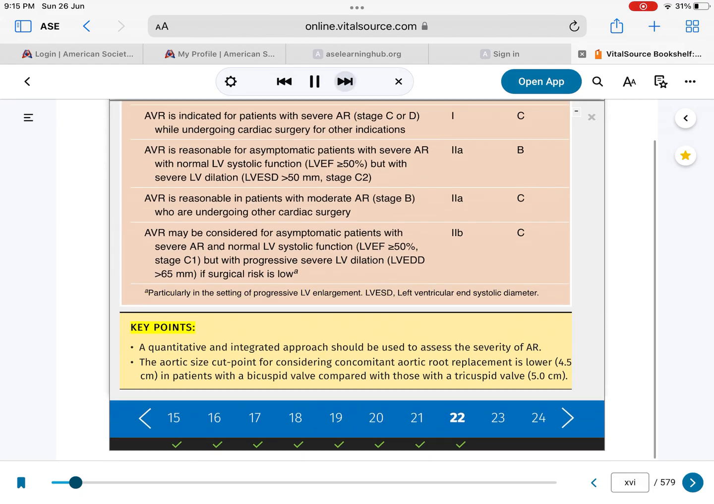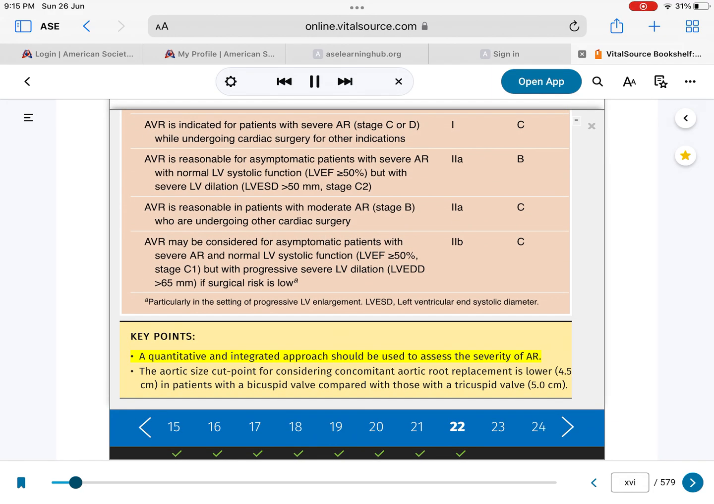Key points. A quantitative and integrated approach should be used to assess the severity of AR. The aortic size cut point for considering concomitant aortic root replacement is lower, 4.5 centimeters, in patients with a bicuspid valve compared with those with a tricuspid valve.